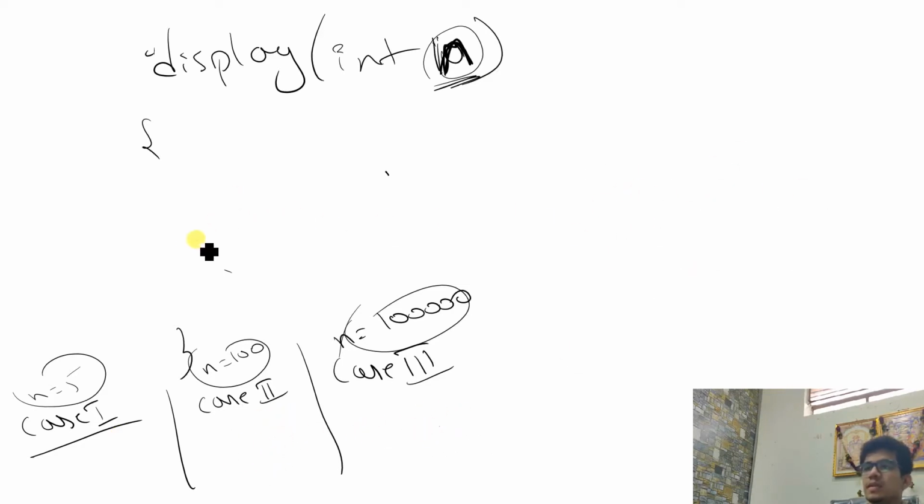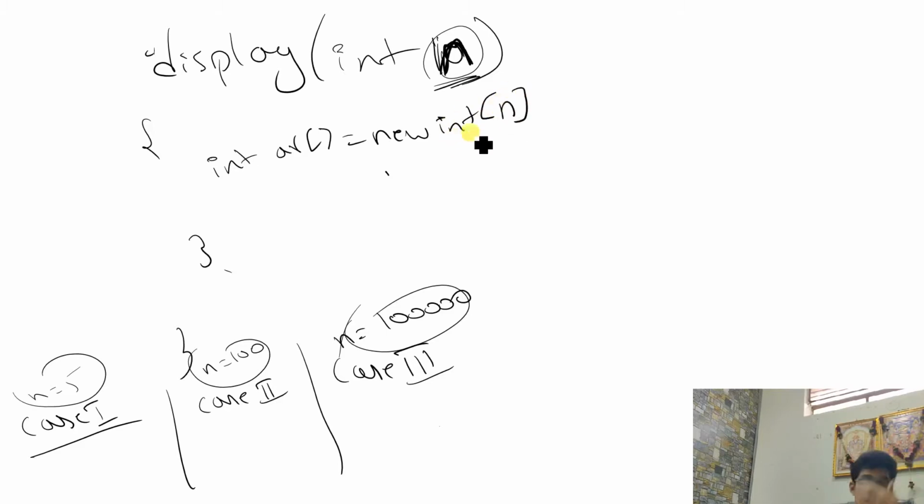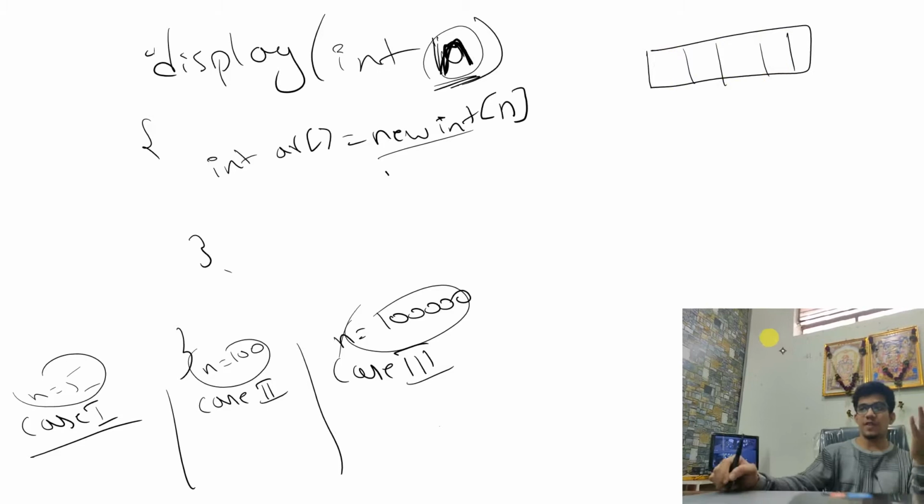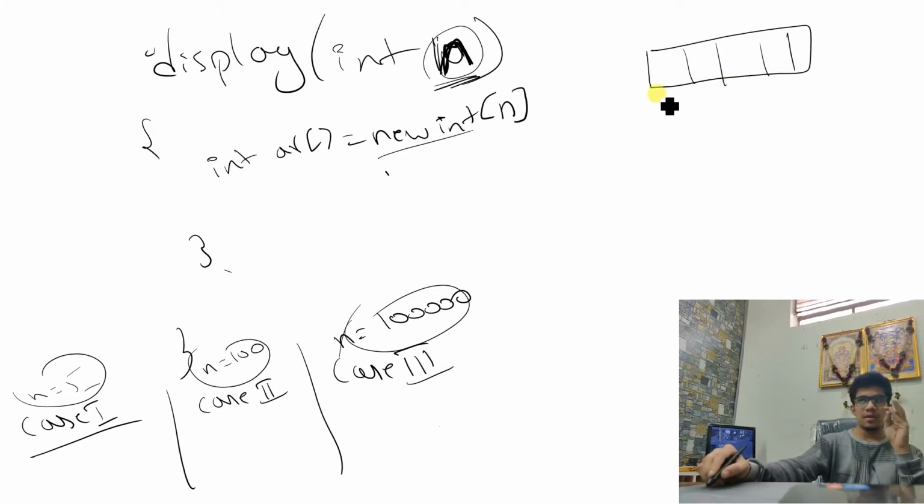Okay, let me write one integer array: ar is equal to new int of n. Let's see how much space it will create. My n value is 5. If my n value is 5, when this program executes, what will happen? One array is created of size 5. Agree or not?